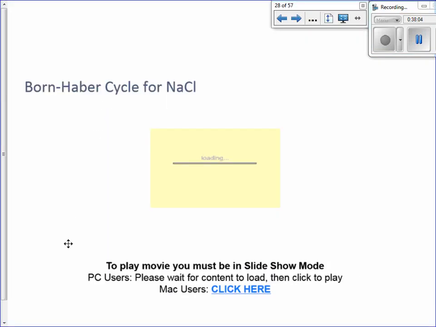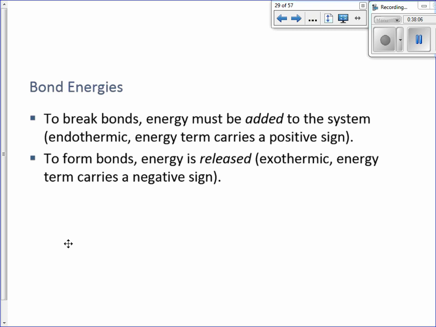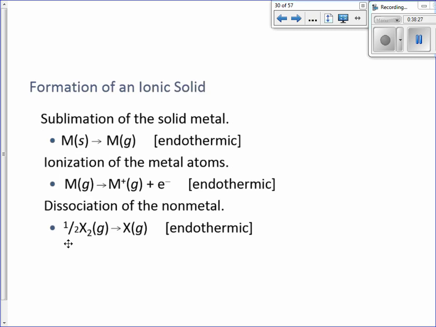All right. Before we get to the listing of the steps going on, remembering that when we break bonds, it's always going to be what? Endothermic, good, positive. And when we form? Exo, okay. Forming is warming, good. Now, I gave you the steps in your notes to kind of follow what's going on here so you can project the energy changes.